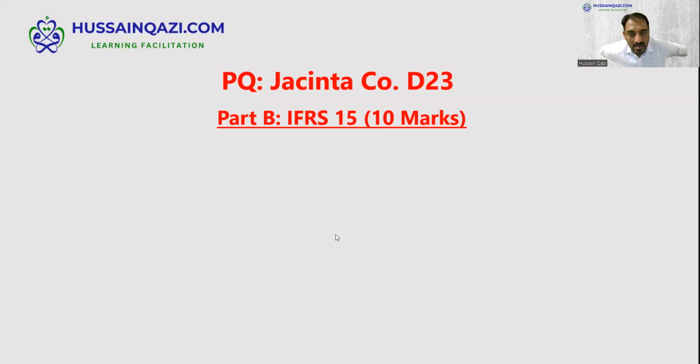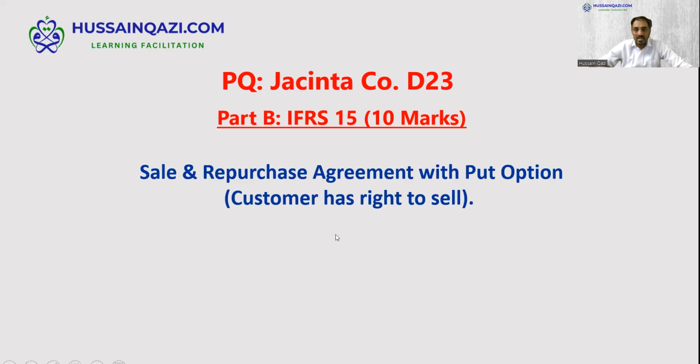Okay, students, Jacinta Company, December 23. Part B, IFRS 5, IFRS 15. That's about 10 marks. I hope that you people have read the question. If not, pause the video. First of all, you have to read the question. Student, one very important concept the examiner examined here is sale and repurchase agreement with put option.